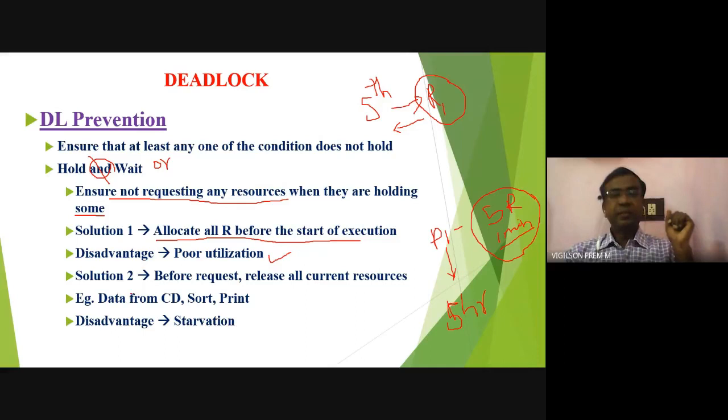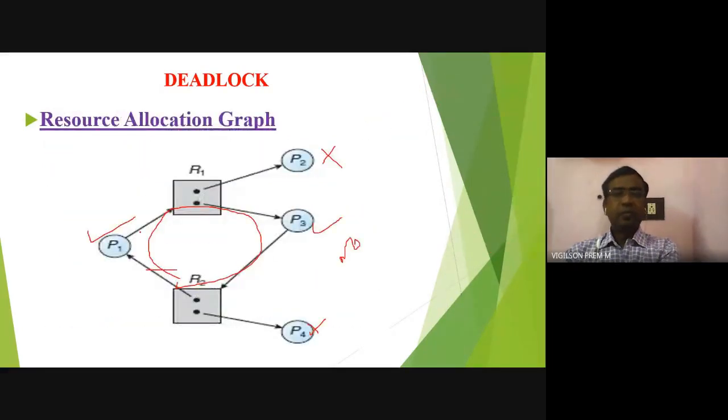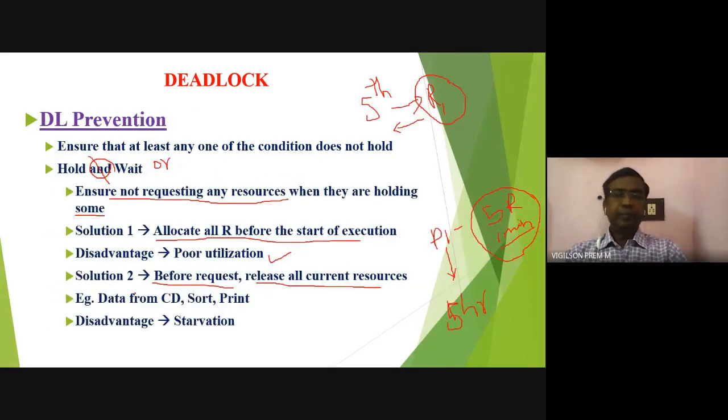Okay. Second solution is: before a request, release all current resources. That is what I told in the beginning. Before requesting any resource, release all currently held resources. You can go through the diagram. This is one request, correct? So before making that request, you have to release resource R2. Then only you are eligible to make a request. So now it is only requesting, not holding. Only waiting, not holding. So one condition will be eliminated.